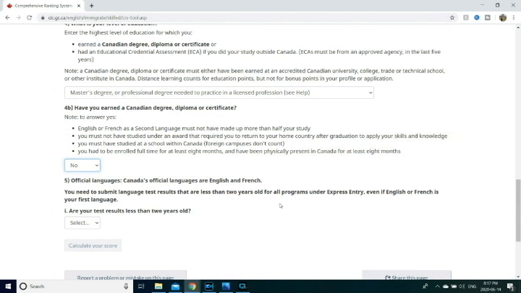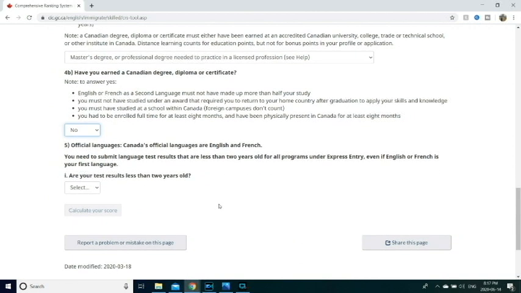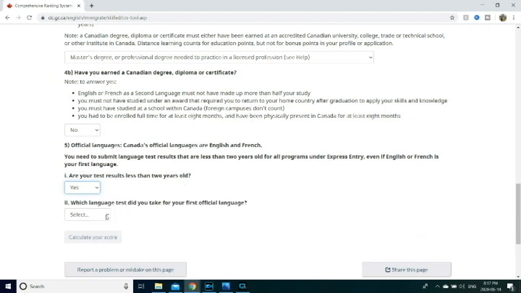We need to write an English language test to get points for PR, either English or French. But I know in India most of us know English but not French, and that test is valid for 2 years. That's why it's asking about less than 2 years. So of course it's yes. Then which language? We are going to select English.